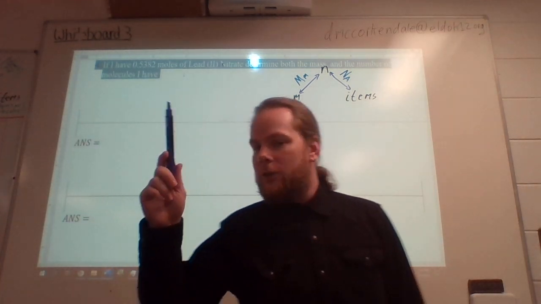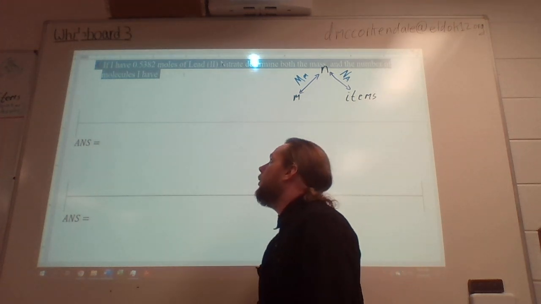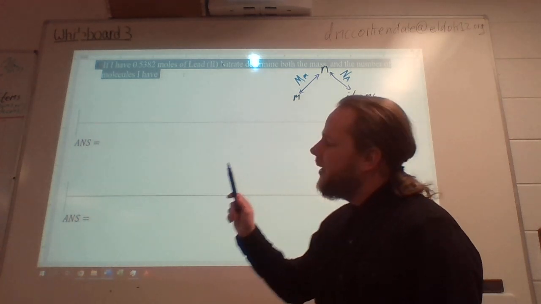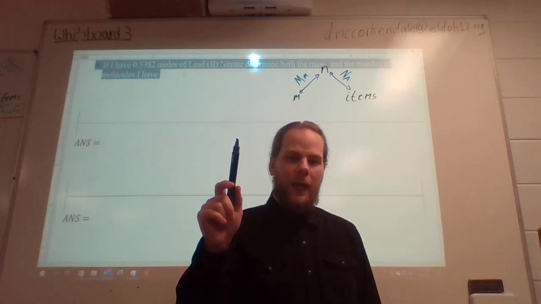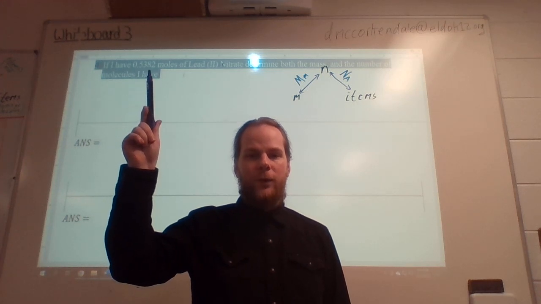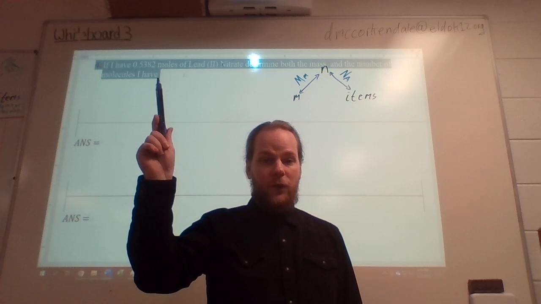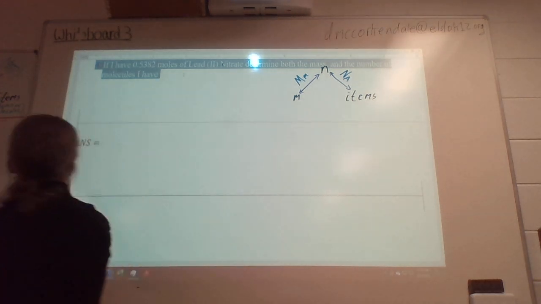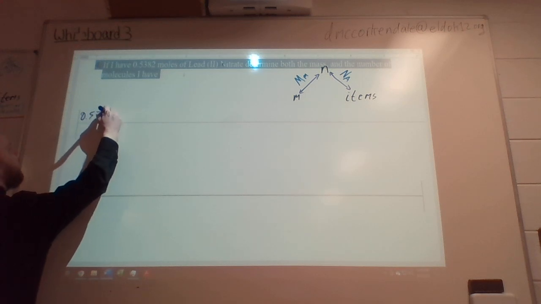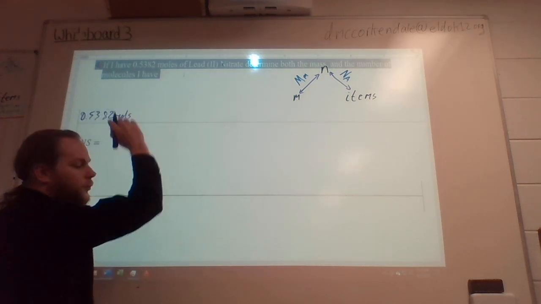So, question number 4. If I have 0.5382 moles of lead-2 nitrate, determine both the mass and the number of molecules that I have. So for this one, the 0.5382 moles, that is the known. So we're going to put that in our box first. So 0.5382 moles of lead-2 nitrate.